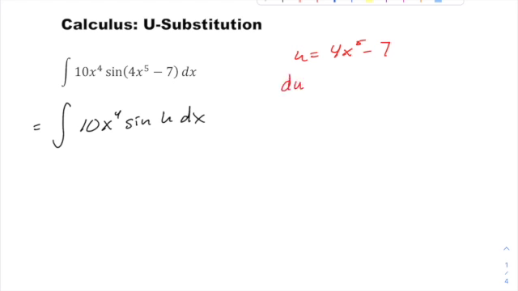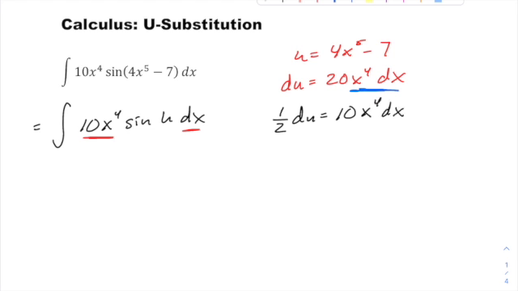So here's the du step that kind of makes it all click. Take the derivative of each side, and on the right side you get 20x to the fourth dx. And you see you're trying to get rid of 10x to the fourth dx, and you practically have that right here. You've got the x to the fourth dx, but you've got 20. So if you're like me, you like to divide both sides by 2 and say, hey, I'm going to be left with 1/2 du. That is equal to 10x to the fourth dx. So I can take out that 10x to the fourth dx and replace it with 1/2 du.